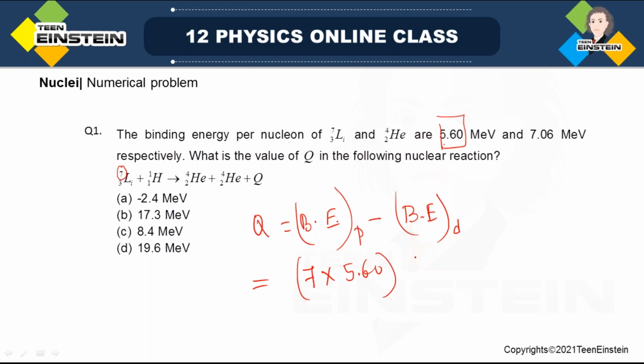Now you have been given the product over here. This is actually the binding energy of, see, helium is given. So the binding energy of helium, and there are 2 helium. So 2 into 4, into 7.06 MeV. So this is what you have to multiply.